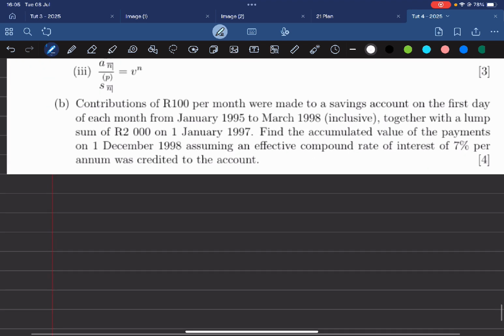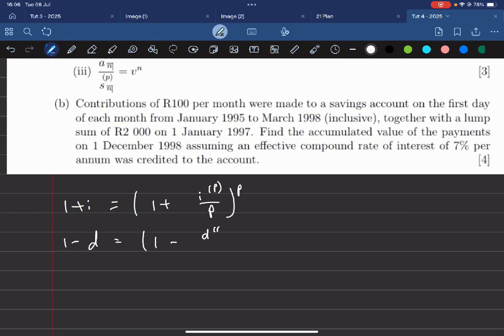So we know that 1 plus the effective interest rate is going to be 1 plus the interest rate compounded p times, i^(p), over the number of times it's compounded, p, to the power of p. Okay, and then it's similar with the discount rate, except it's minus. So 1 minus d is equal to 1 minus d^(p) over p, to the power of p.